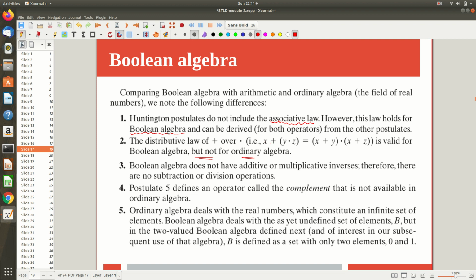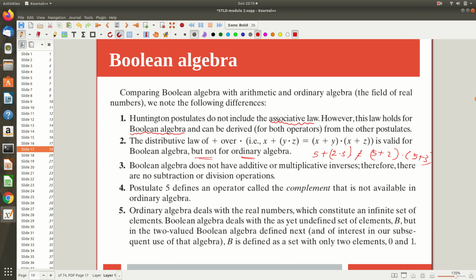If it is an ordinary algebra with plus as the decimal addition and dot as the decimal multiplication, can you expand like this? That is my question. For example, is 5 plus 2 into 3 equal to (5 plus 2) and (5 plus 3)? Is it true? In the normal set of all real numbers, with normal decimal addition and multiplication, here I am getting 5 plus 6, some 11, but here I am getting a big value, right? 5 plus 2 is 7, 7 into 8 is 56, like that.